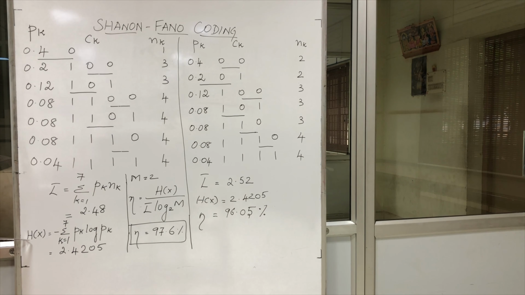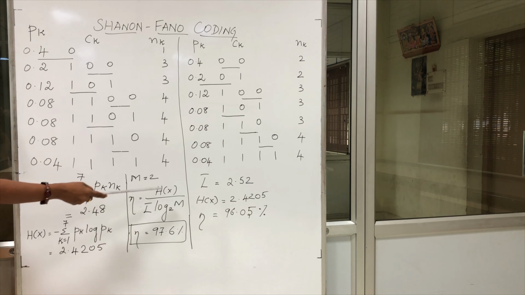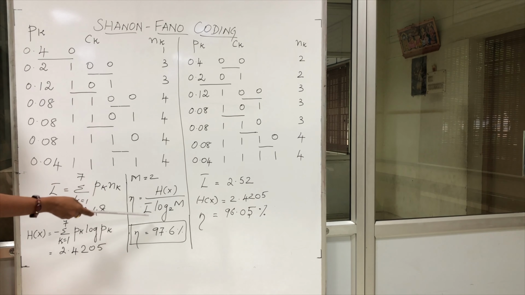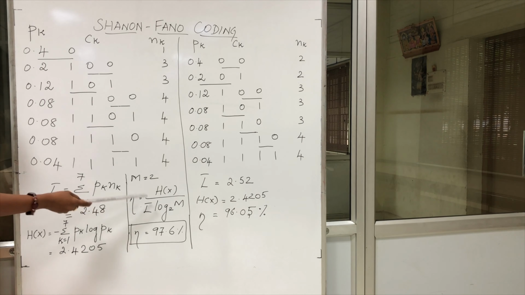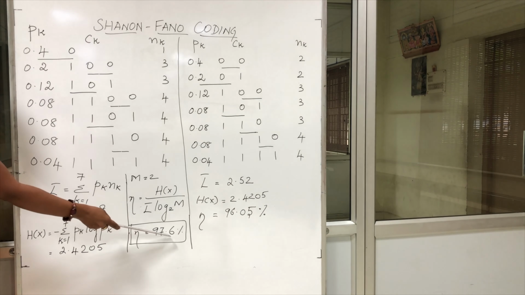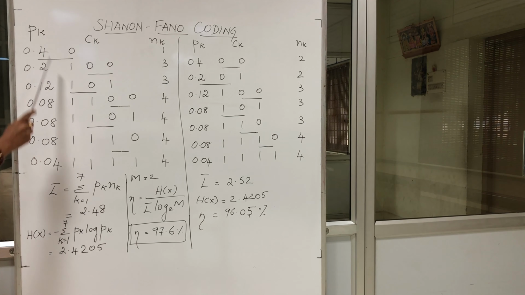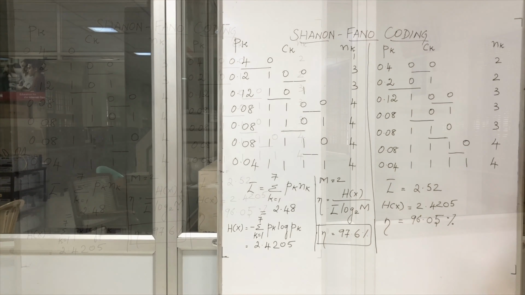Now the entropy is calculated: minus summation p_k log p_k, with log to the base 2. When we substitute, the answer is found to be 2.4205. Now, this is a binary encoding scheme, so m is equal to 2, and the efficiency formula is H(X) divided by L bar log m to the base 2. H(X) is 2.42 and L bar is 2.48. As per this, the efficiency is calculated to be 97.6%. This is by following one method, where we have segregated 0.4 and 0.6.